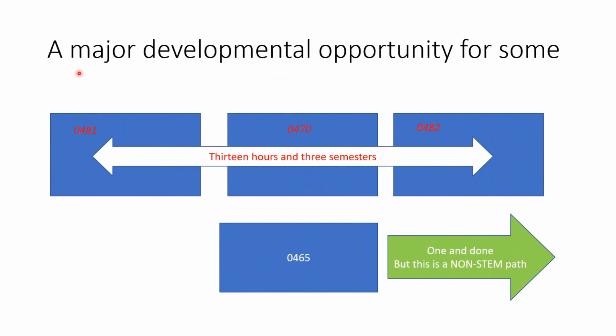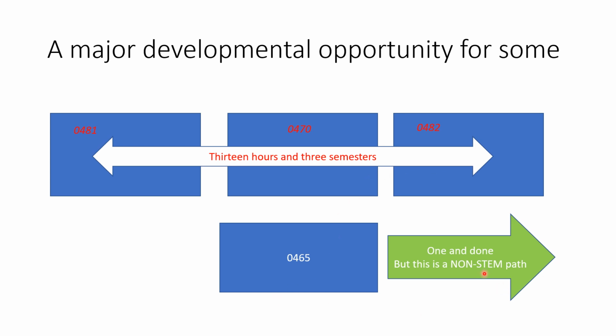First thing I would like to say is this is a major opportunity for some students. You see, the traditional path was for students to take Math 0481. After they got past that with a C or better, they would take Math 0470. After they passed that with a C or better, they would take Math 0482. Now this was 13 developmental semester hours spread over 3 semesters. A lot of time and a lot of money.